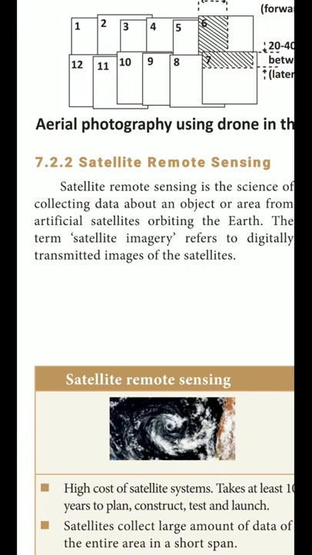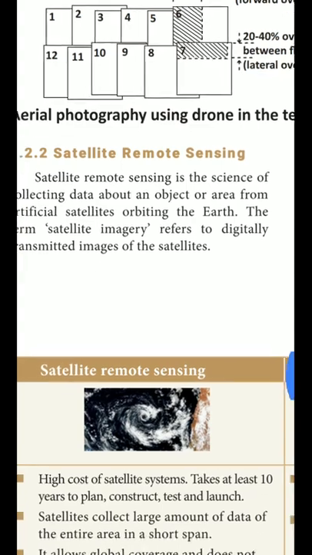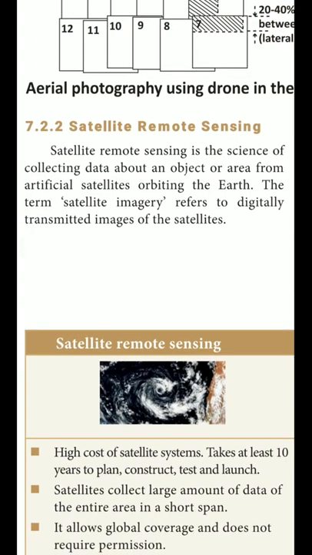There are different satellite remote sensing, that is the Landsat, Cartosat, Oceanosat, like that. In the lower class you have learned, isn't it? What is the use of this satellite? In order to study extra things, what is happening in the earth, it is used, isn't it? With the help of satellite only, radio, television, and even this phone, we are getting the news at once. Satellite remote sensing is the science of collecting data about an object or area from artificial satellite orbiting the earth.